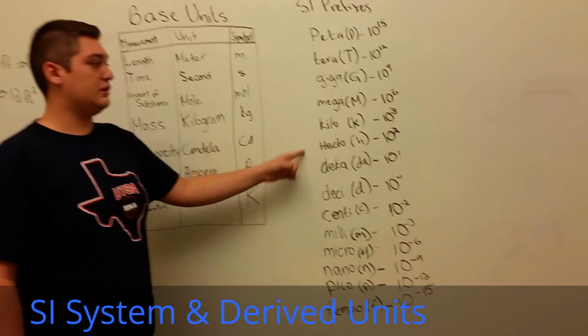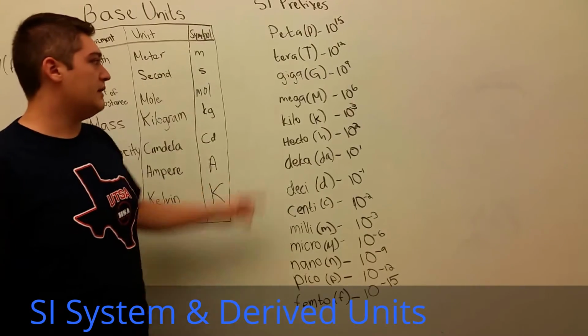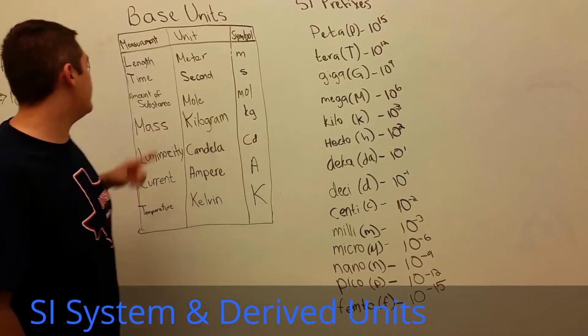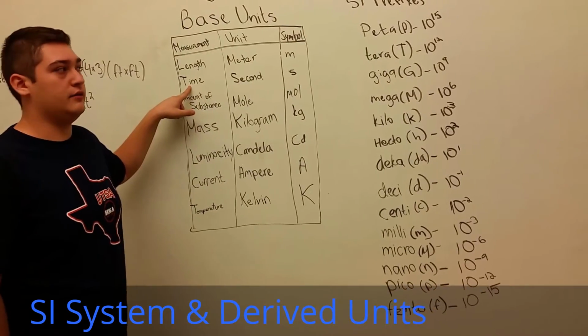Here are the prefixes you have to describe how many units you have of a substance. For example, if you have 1 terasecond, it would be 1 second times 10 to the 12.